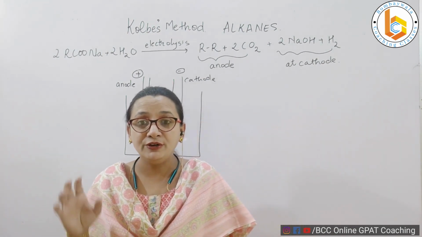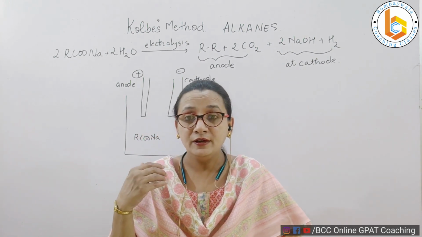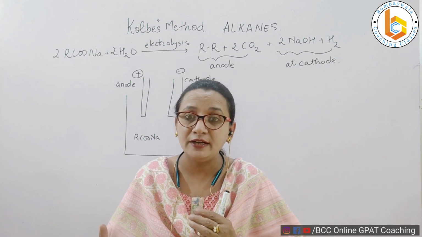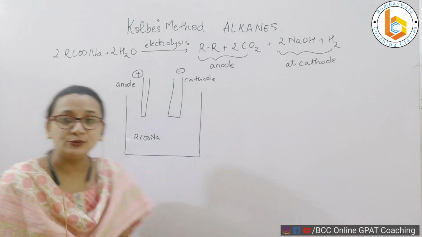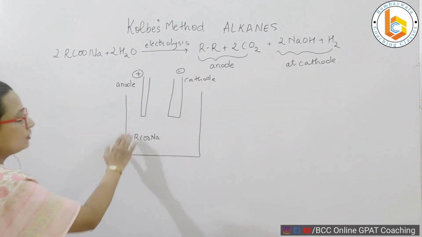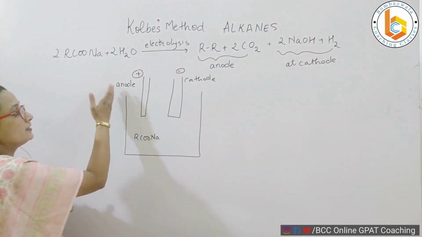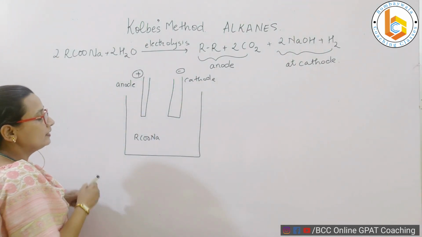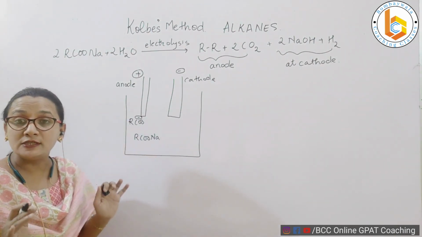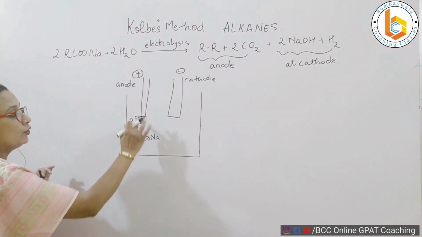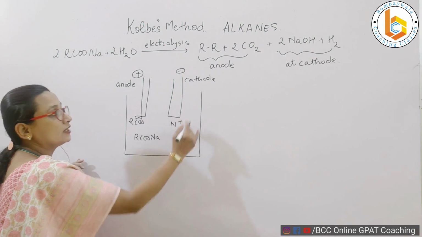Please do watch my video on the basic concept of free radicals, their generation, their fate, so that these reactions become simpler to understand. Come back again to this reaction. So this is your sodium salt of carboxylic acid. What happens when there is an anode and a cathode? The carboxylate ion, negatively charged, will go towards the anode, and the positively charged sodium will go towards the cathode.